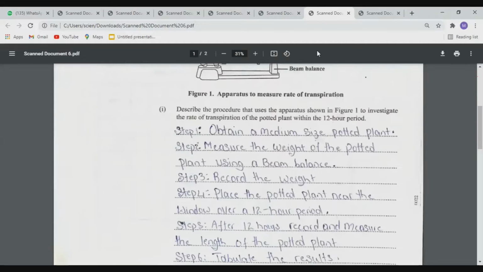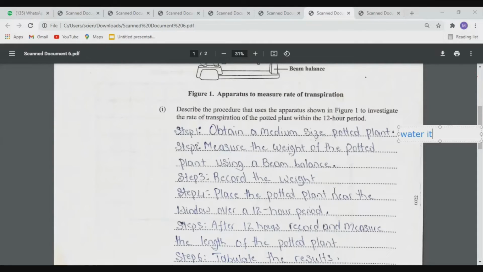So with this information and what we have read, we should be able to come up with a procedure. So step 1, obtain a medium-sized potted plant and water it. So we're going to obtain the medium-sized potted plant and then we're going to water it. So now it would be well watered. Step 2. Measure the weight of the potted plant using the beam balance. So we're going to measure the weight with the water in it. Step 3, record the weight.